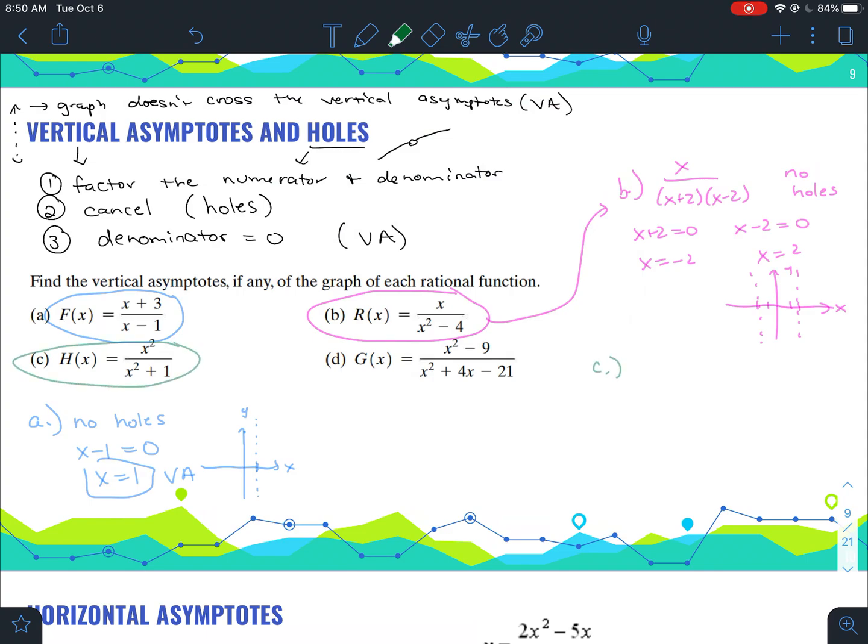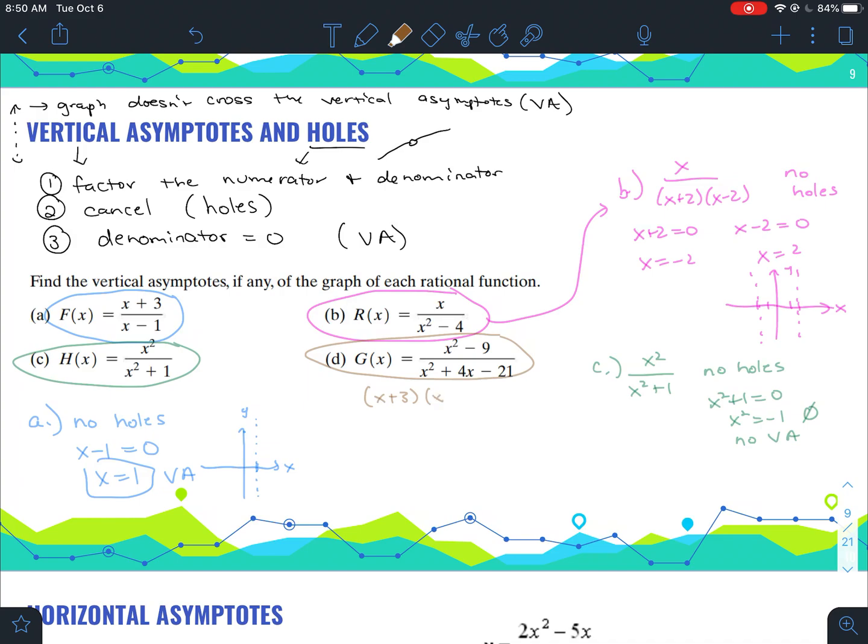Let's look at another one. So let's look at H. So we have x squared over x squared plus 1. Nothing cancels. The numerator is a monomial and the denominator is a binomial. Monomials and binomials cannot cancel with each other. Binomials cancel with other exactly the same binomials. And since the top is not a binomial, nothing will cancel. So there's no holes. And then I would take the denominator, set it equal to 0, and solve. So x squared equals -1. That's going to have no real solution. So there's also no vertical asymptotes. So that graph is going to have no holes and no vertical asymptotes.